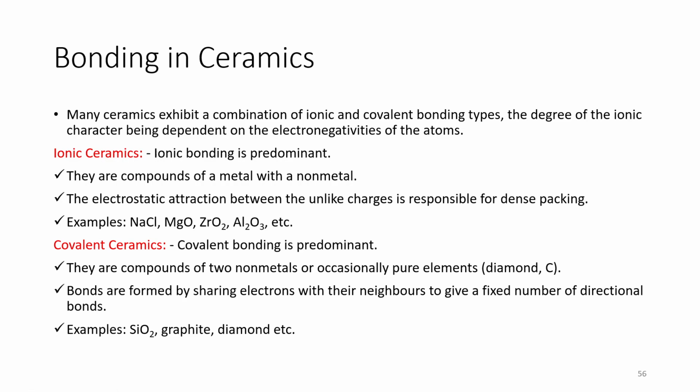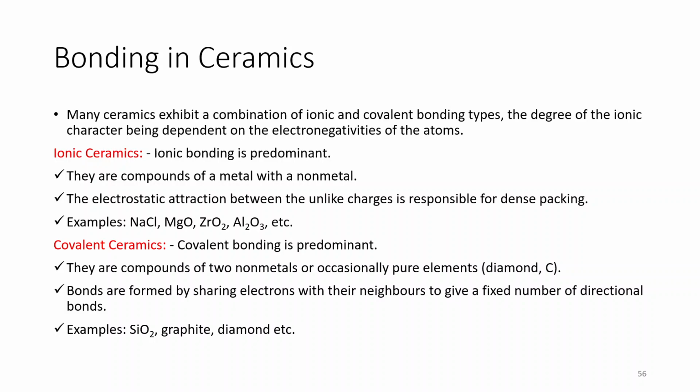Bonding in ceramics, so these can be ionic and covalent. Many ceramics exhibit a combination of ionic and covalent bonding types, the degree of ionic character being dependent on the electronegativity of atoms. In ionic ceramics, ionic bonding is predominant. They are compounds of metal with non-metal, and the electrostatic attraction between the unlike charges is responsible for dense packing. Examples are NaCl, MgO, zirconia, alumina, etc.